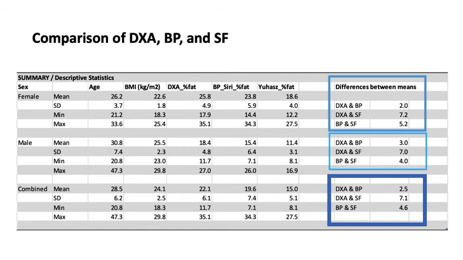And then the combined differences between the measurement assessment tools. For DEXA and BOD-POD, it was 2.5%. For DEXA and SkinFold, it was 7.1%. And for BOD-POD and SkinFold, it was 4.6% difference. So what does this mean? What information can we glean from this study?